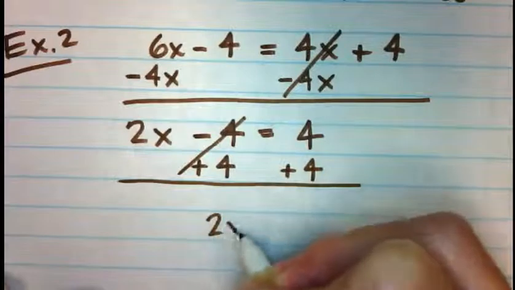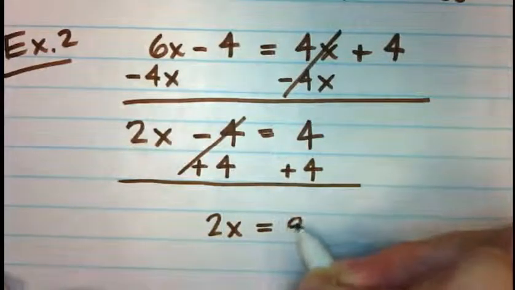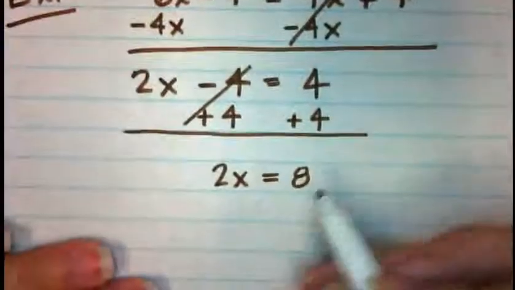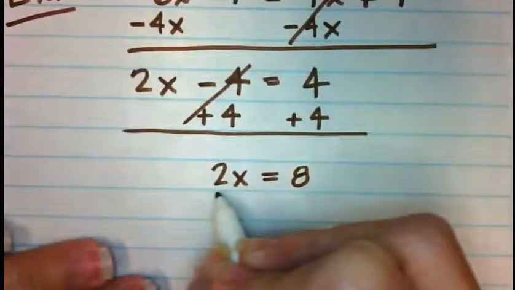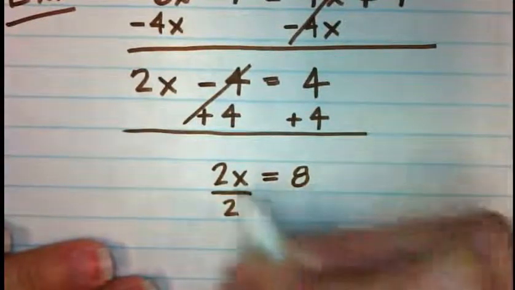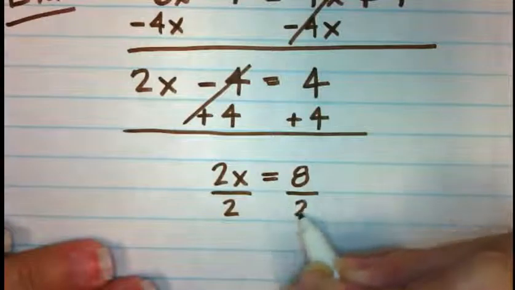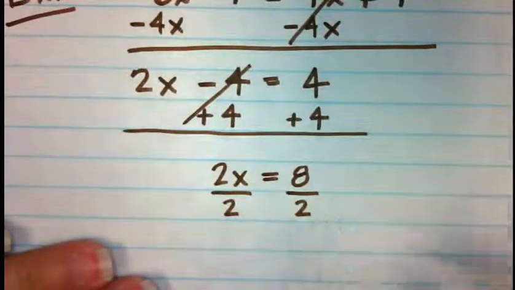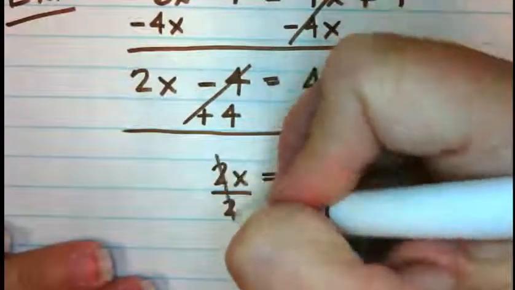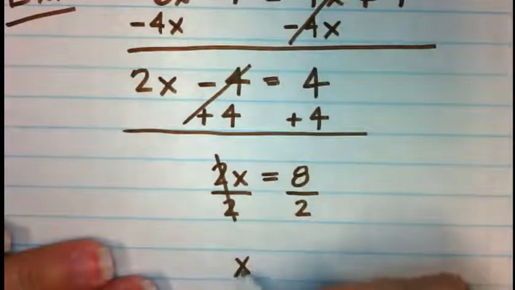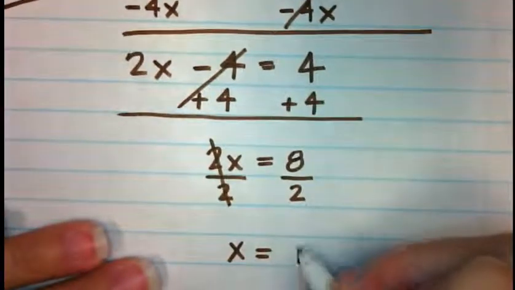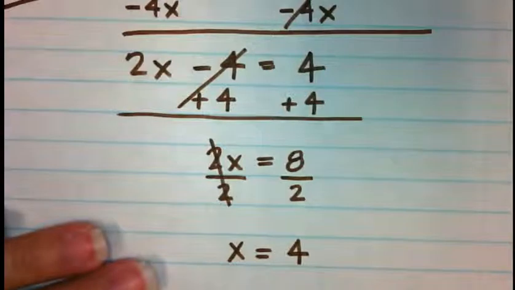So now I have 2x equals 8. To disconnect the 2 and the x, I need to use division because that's the opposite of multiplication. But whatever you do to one side, you have to do the other side. That's going to cancel, and now I can answer this, and I will get that x equals 4.